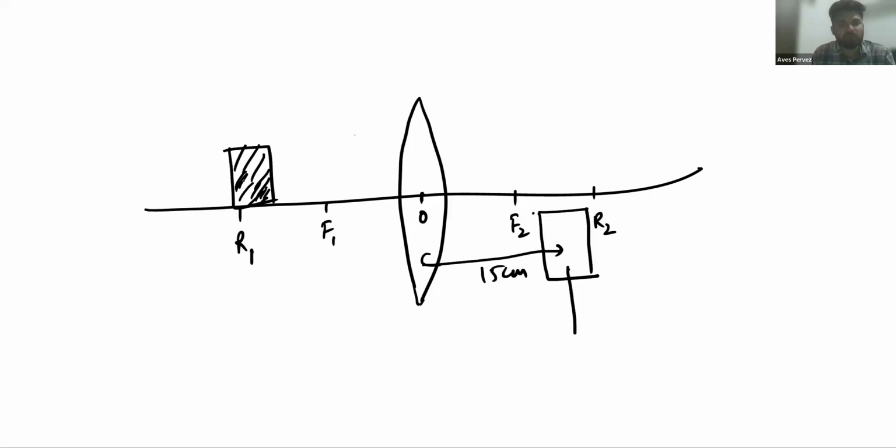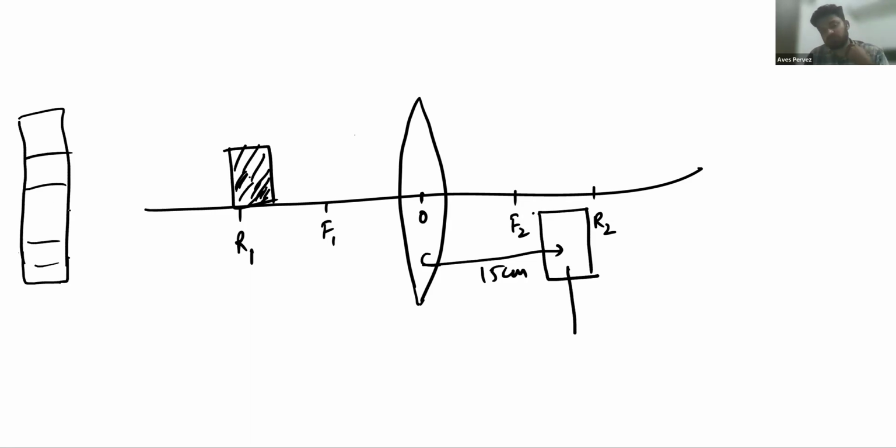Now she wants to focus the image of a tall building that she can see from this window. So should she place the screen towards the focus or away from the focus? Tell me. Towards the focus. Yes, because as you are moving away from the lens, the image will come closer to the focus. If you are moving away from the lens, then you are going towards infinity.